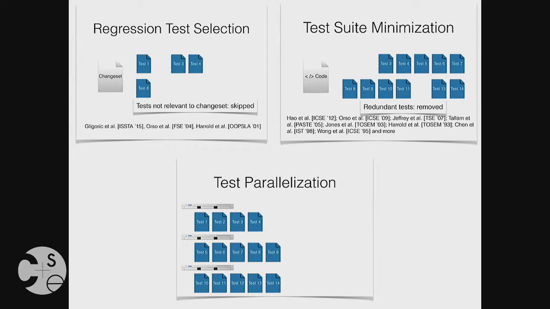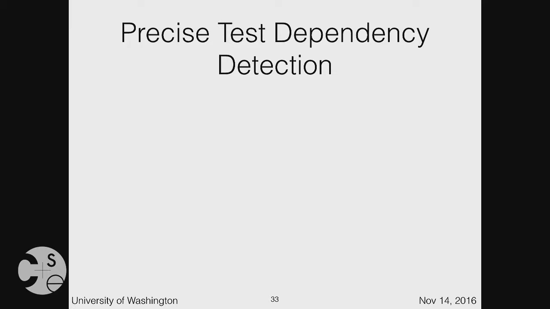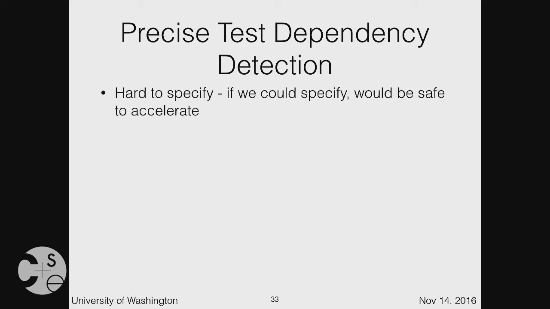So what can we do? Let's remember the 3 techniques that we want to use to run our tests faster. Remember, we had this problem that they weren't really sound in these cases. We could have unreliable builds because there are dependencies and we don't know exactly what they are. So the answer is we want to precisely identify all of the dependencies between the tests. Once we have these dependency graphs, we have all kinds of algorithms that can work on these graphs and parallelize things safely. But the problem is that these dependencies can be hard to specify.